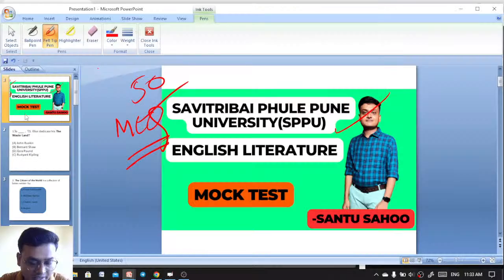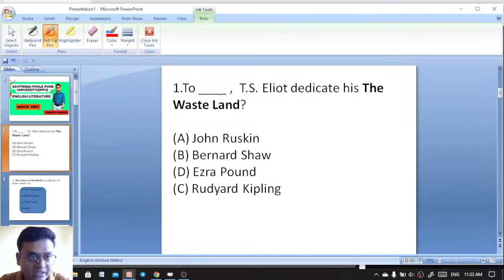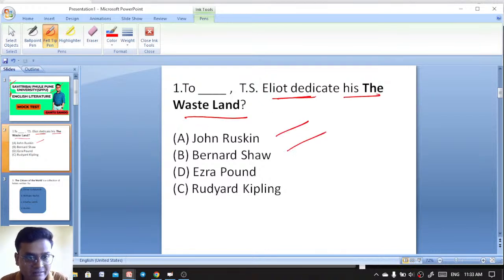Here is the first question on your screen. To whom did T.S. Eliot dedicate his The Waste Land? John Ruskin, Bernard Shaw, Ezra Pound, or Rudyard Kipling? T.S. Eliot dedicated The Waste Land to Ezra Pound. So Ezra Pound is the right answer.